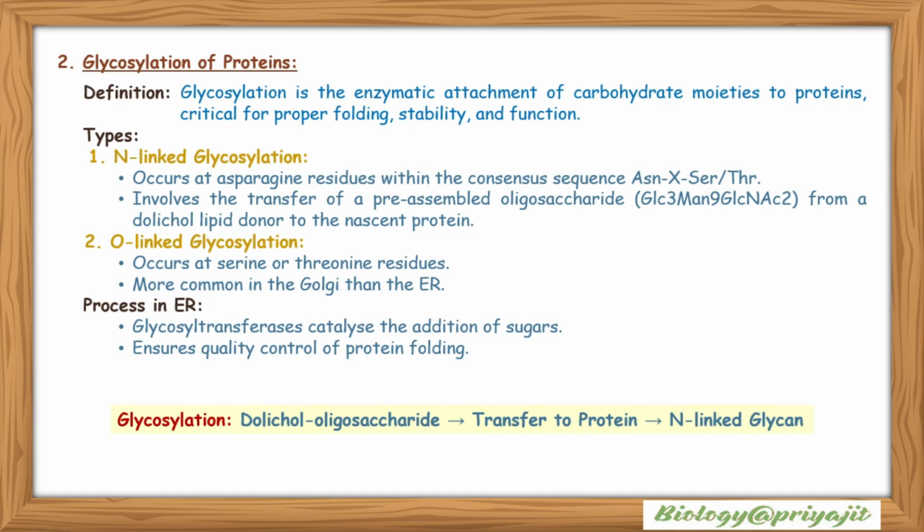Second point is the glycosylation of protein. Glycosylation is the enzymatic attachment of carbohydrate groups or glycosyl moieties to proteins, which is critical for proper folding, stability, and function. Glycosylation can be of two types.